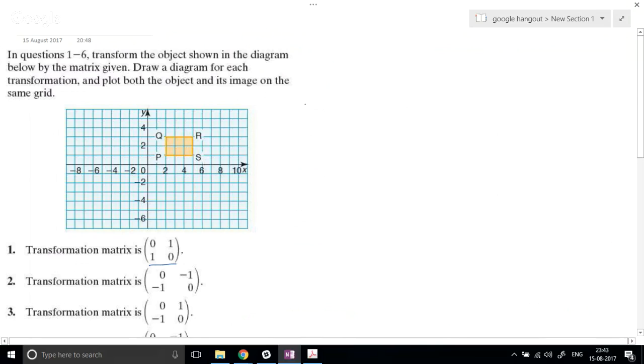So let's take the matrix 0 1 1 0. Next, multiplied by the resultant matrix of coordinates of all the points. Now how do we find out the coordinate of P? Right, P here, and the coordinate of P is 2 on x-axis, 1 on y-axis. So it is 2 comma 1. Next, the coordinates of Q, 2 on x-axis and 3 on y-axis.